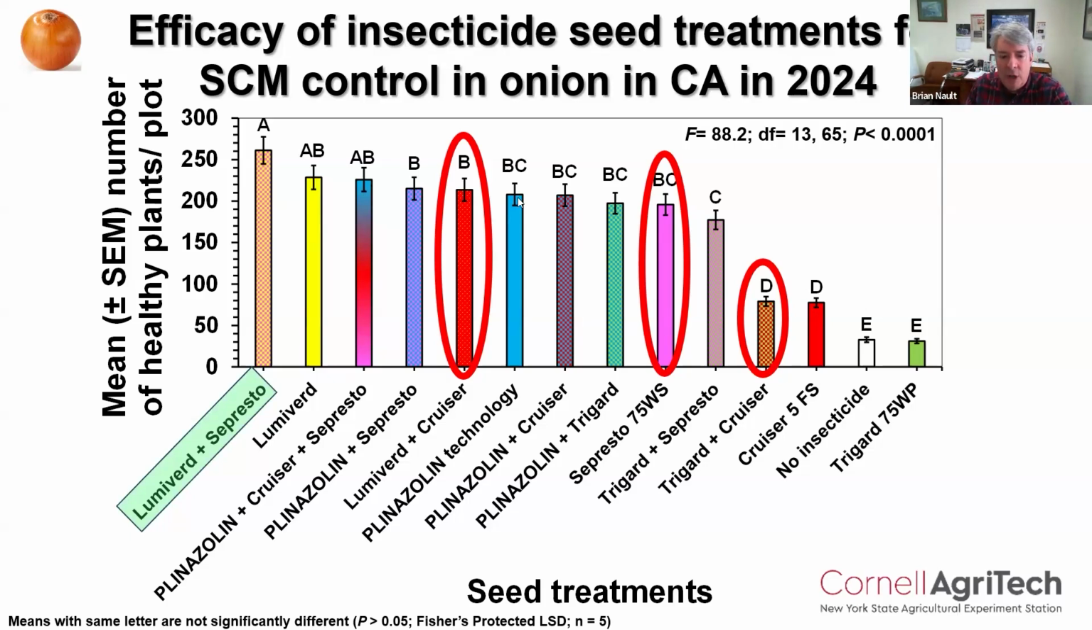And then if we look at the far left, what was the best treatment? Well, the best treatment, at least numerically, was Lumivert plus Suppresto. It didn't differ statistically from Lumivert by itself or Plinazolin plus Cruiser plus Suppresto, but it was the best one numerically. And then the 3 most commonly used treatments in our part of the world, Lumivert plus Cruiser, Suppresto, and Trigard plus Cruiser, finished in the middle of the pack.